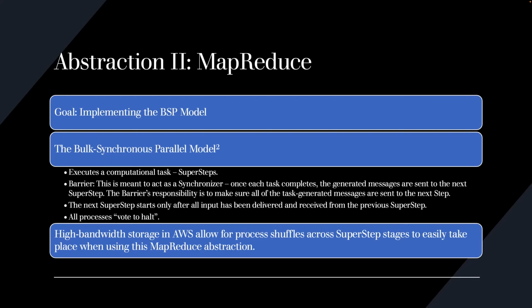This process continues in a loop-style fashion until all processes vote to halt and all messages are sent and processed. In this abstraction, high bandwidth storage in AWS allows for process shuffling across super step stages to easily take place when using this MapReduce abstraction with PyWren.